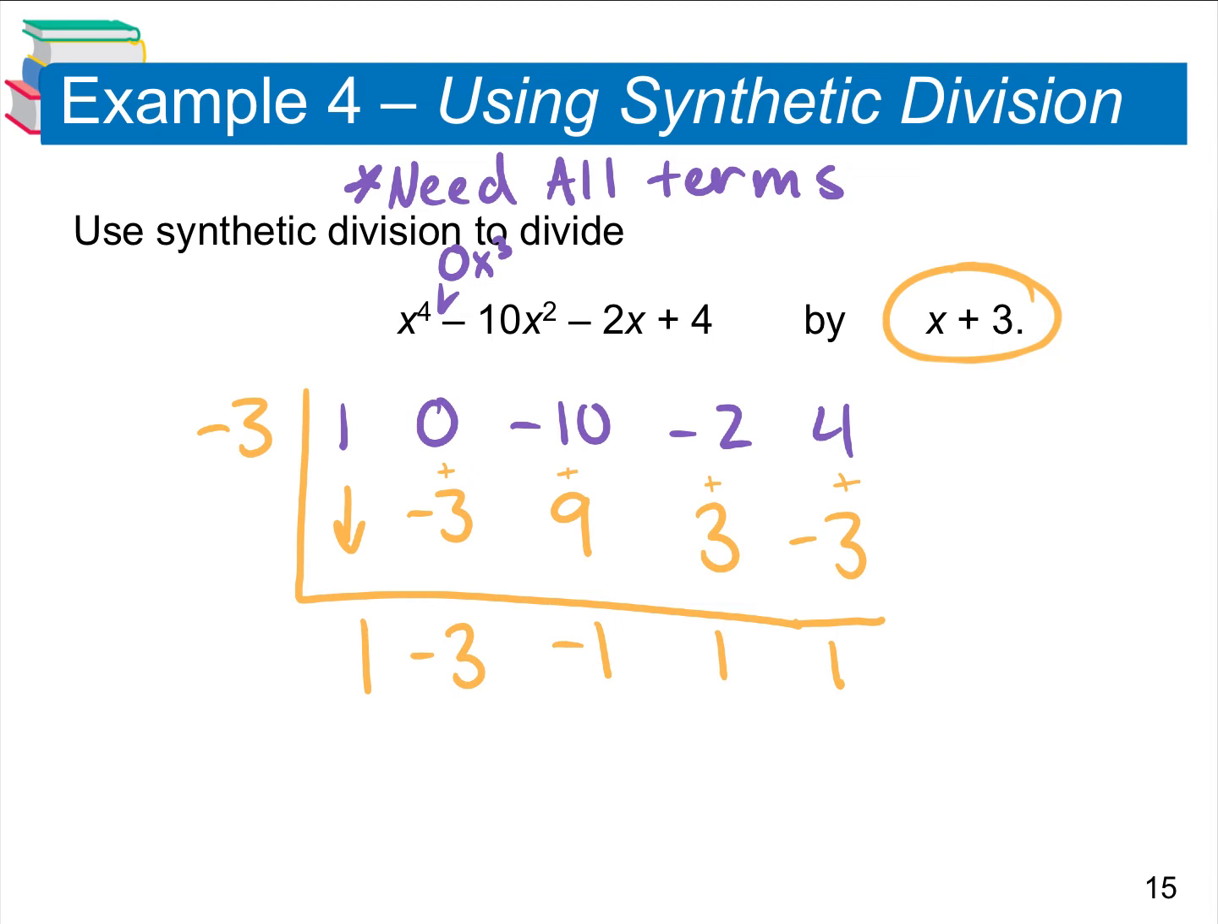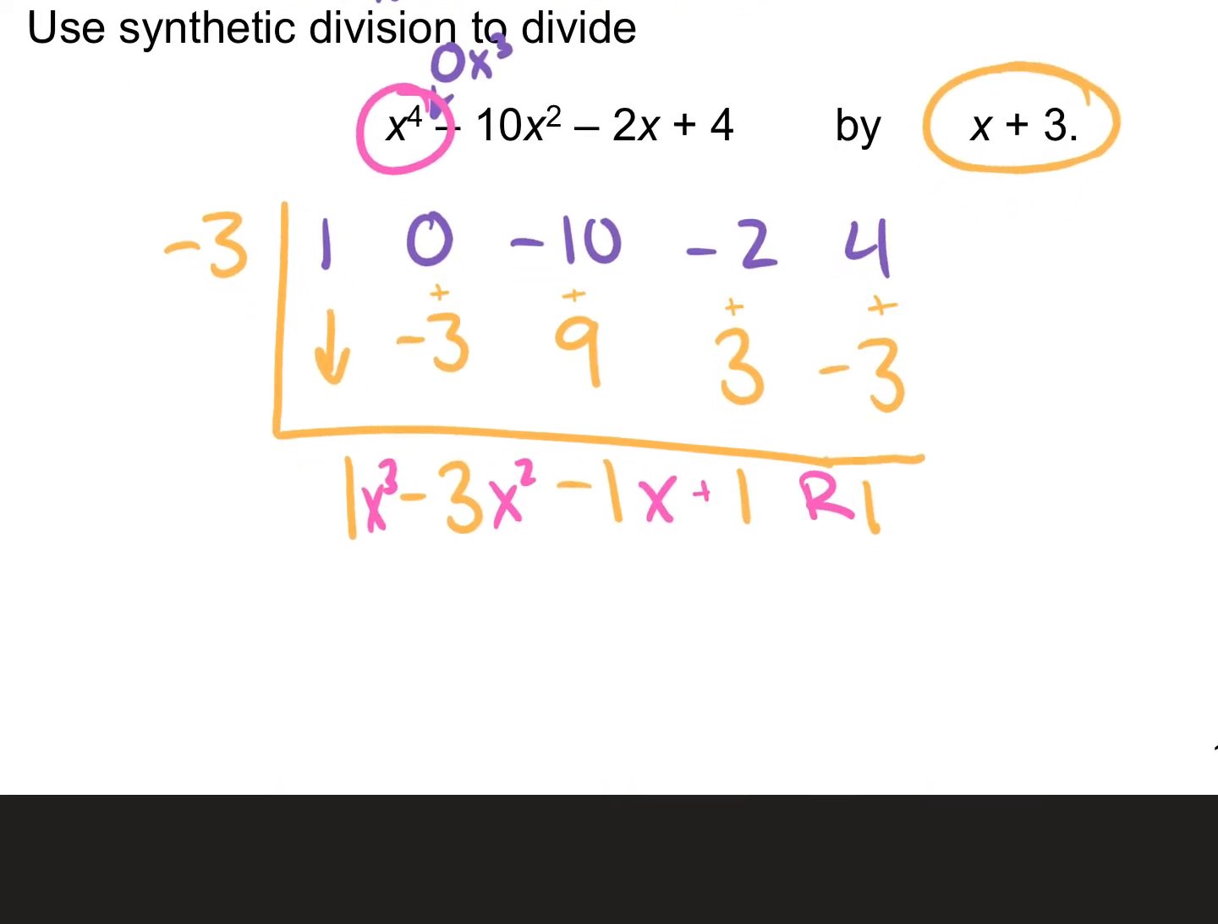Now when we write our answer, it's always going to be 1 degree less than the polynomial that we started with. So if I started with x to the 4th power, my answer is going to start with x to the 3rd power, and then it's going to go down from there. So then my next term would be x squared, then just x, then I have my constant, and the last number is my remainder. So my answer here would be x cubed minus 3x squared minus x plus 1, remainder 1.